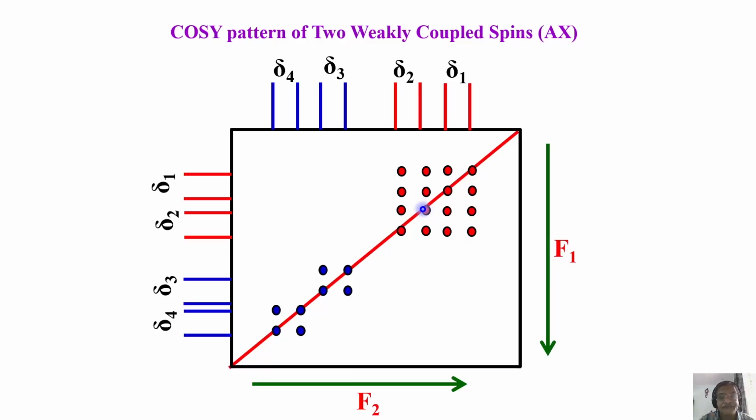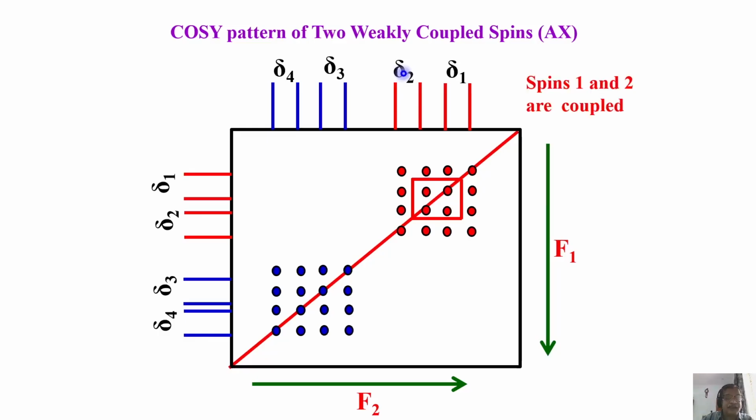Clear? Now, let us look at the other one. So I completed the square. Started from the center, came down, went across and completed the square. This undoubtedly tells me delta 1 and delta 2 are coupled. Go to the next one.